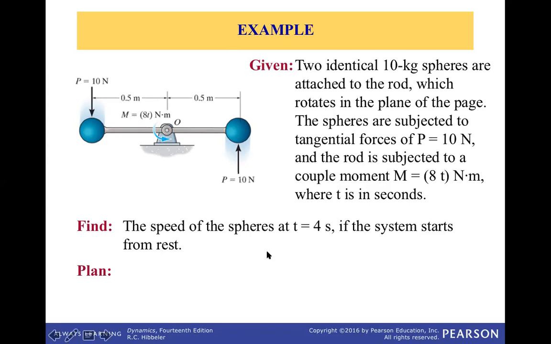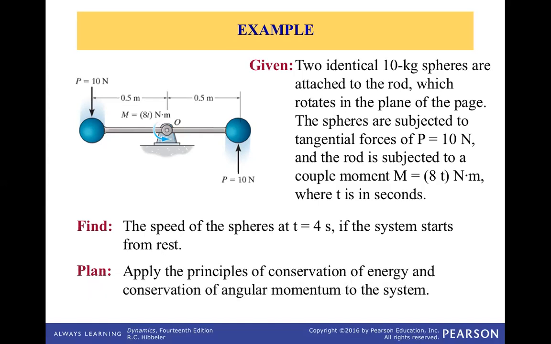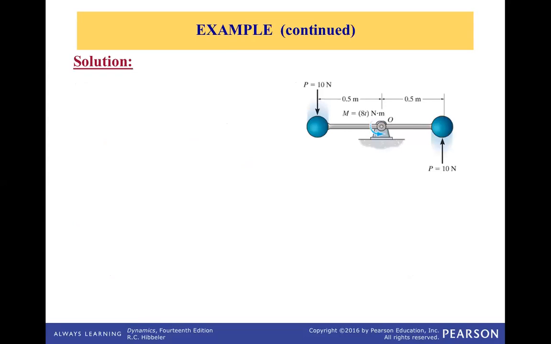Now let's see what this one is asking for. This one is asking you to find the speed of the sphere at t equal to 4 if the system starts from rest. So there's this moment by the motor to the rod, and there's the moment of this force P. We can take a look here together. You'll apply the principle of conservation of angular momentum here.